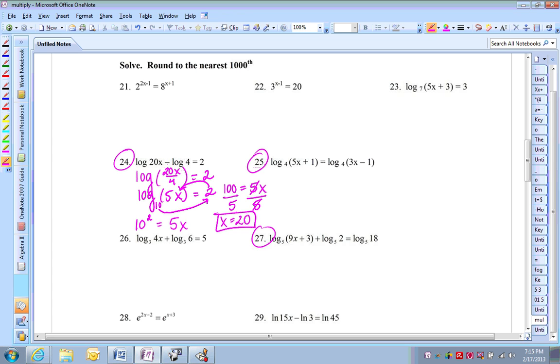Now we need to remember and be careful to check our answers anytime we start with logarithms in our original problem. So in problem 24, we do have logarithms in our original problem. So I'm going to go ahead and go to my calculator and check my answer. The way I do that is wherever I see x in my original problem, I'm going to put 20 in to make sure I get a valid answer. And we need to just make sure that it's not an extraneous solution.